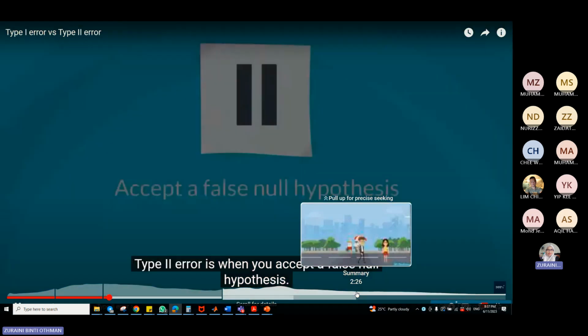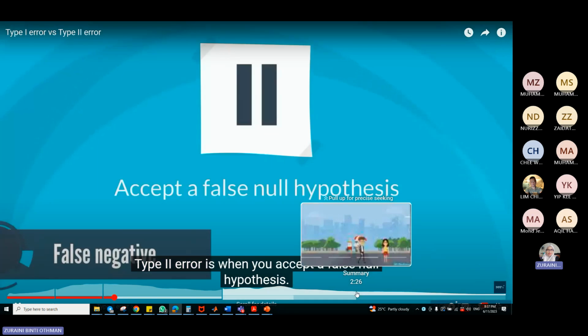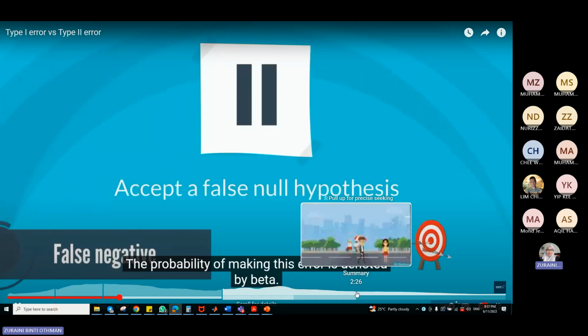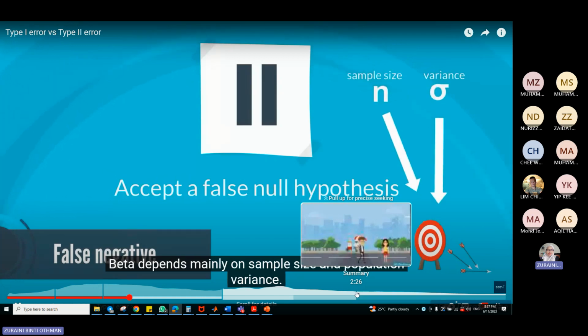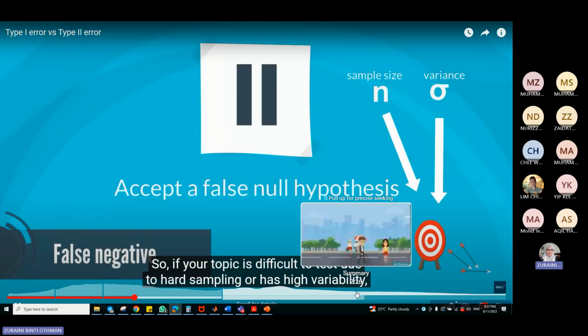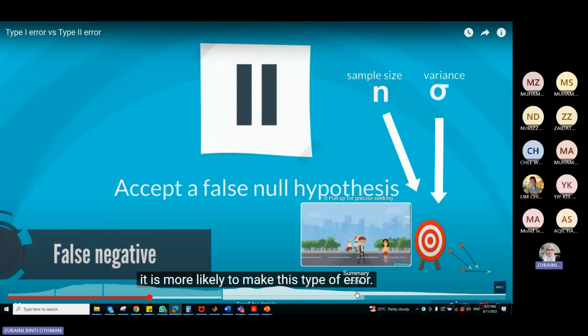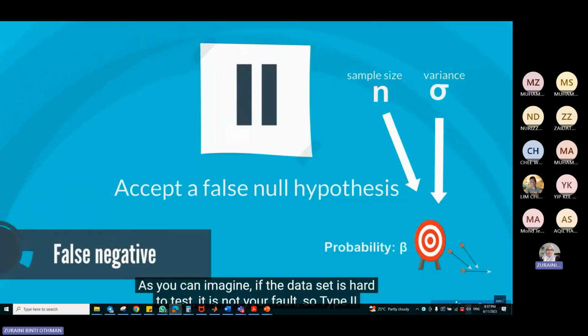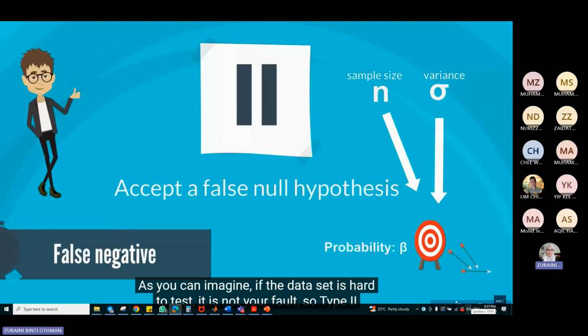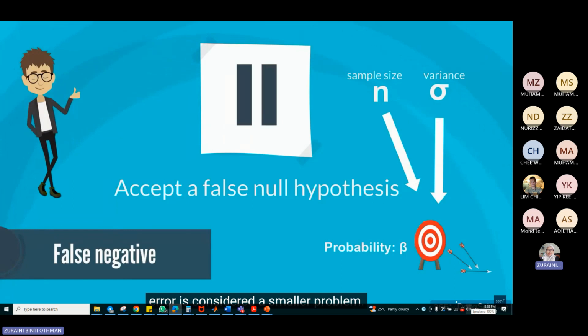Type 2 error is when you accept a false null hypothesis. The probability of making this error is denoted by beta. Beta depends mainly on sample size and population variance. So if your topic is difficult to test due to hard sampling or has high variability, it is more likely to make this type of error. As you can imagine, if the dataset is hard to test, it is not your fault, so type 2 error is considered a smaller problem.